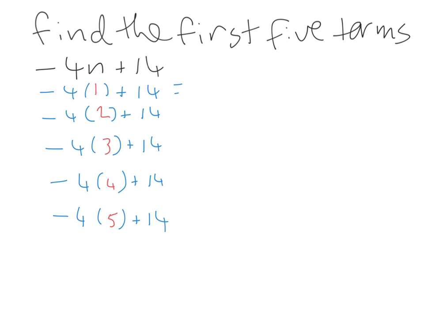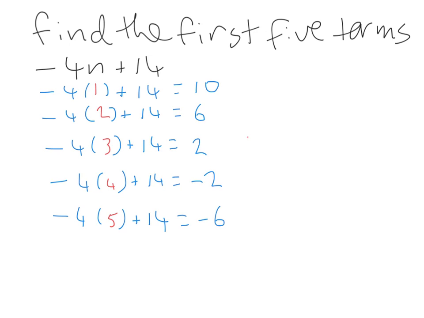Okay, so minus 4 times 1 is minus 4, plus 14 is going to be 10. So my first term is 10. Minus 4 times 2 is minus 8, plus 14 is going to be 6. Minus 4 times 3 is minus 12, plus 14 is going to be 2. Minus 4 times 4 is minus 16, plus 14 is going to be minus 2. And minus 4 times 5 is going to be minus 20, plus 14 is minus 6.